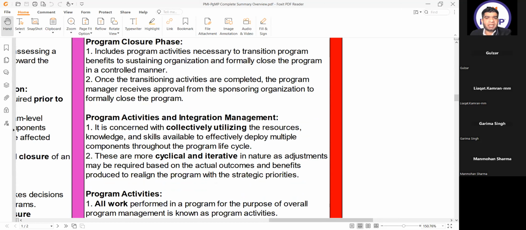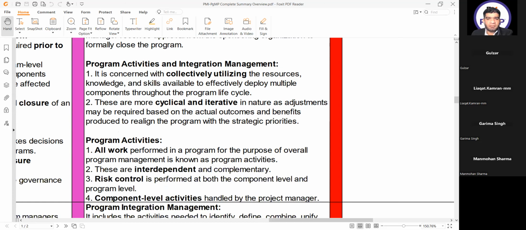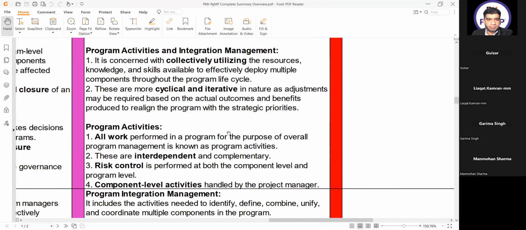Program activities and integration management. It is concerned with collectively utilizing the resources, knowledge, and skills available to effectively deploy multiple components throughout the program lifecycle. These are more cyclical and iterative in nature, as adjustments may be required based on the actual outcomes and benefits produced to realign the program with the strategic priorities.